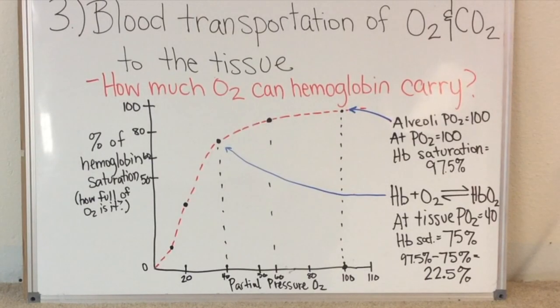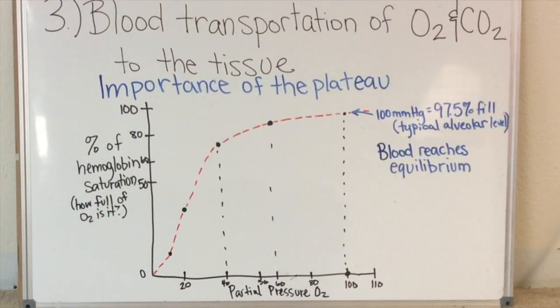The hemoglobin saturation curve does not follow a linear trend. The importance of the plateau portion of the hemoglobin saturation curve is that it ensures that our tissue receives adequate oxygen regardless of the partial pressure of oxygen. At normal conditions, our alveolar partial pressure of oxygen is 100 millimeters of mercury. This allows the hemoglobin to be 97.5% filled.